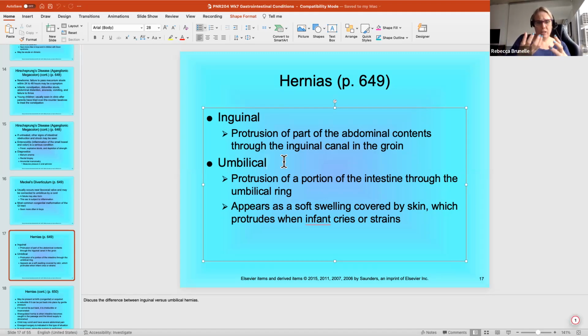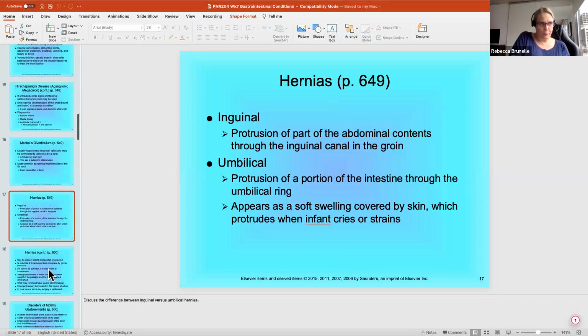If you've ever seen a kid with an umbilical hernia, it looks like their belly button is the size of an orange. It's really, really big. And that's not their belly button. That's their intestinal contents pouching out through that umbilical ring. So if you think about hernia, just think about something outpouching. It's their abdominal contents, their loops of bowel, coming out through their muscle wall.